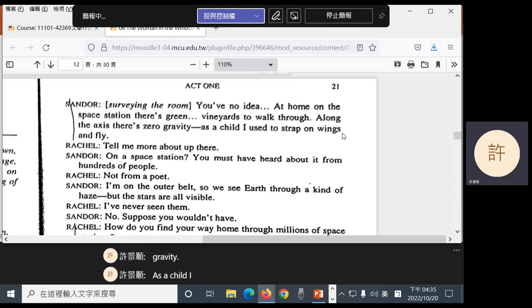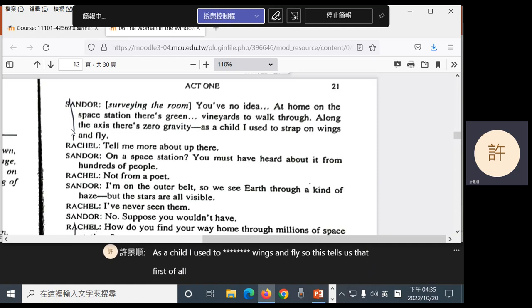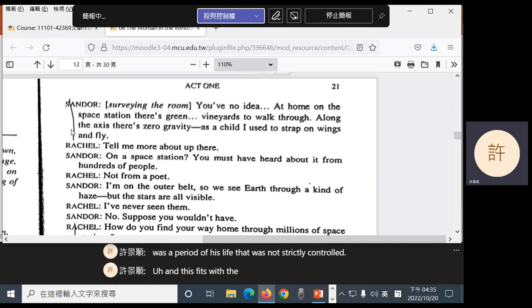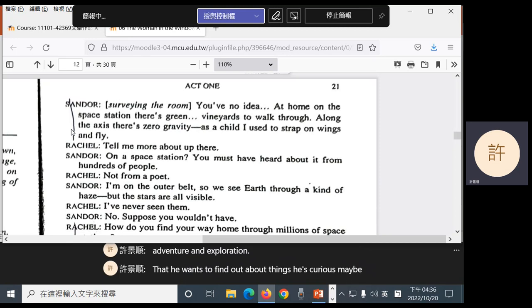As a child, I used to strap on wings and fly. So this tells us that, first of all, he had a childhood without having to work. There was a period of his life that was not strictly controlled. And this fits with the idea that he is from the upper class, that maybe his family is part of the society that controls other people instead of being controlled by other people. And the second thing this tells us is that he has a sense of adventure and exploration, that he wants to find out about things. He's curious. Maybe he even has some imagination.